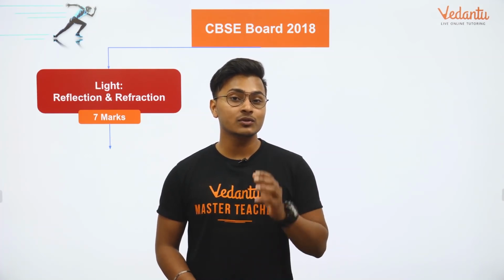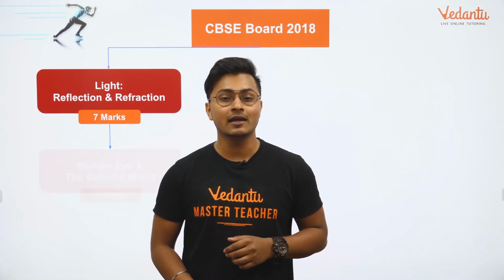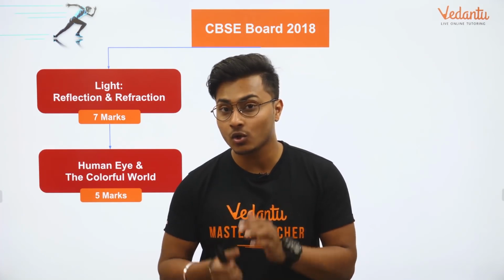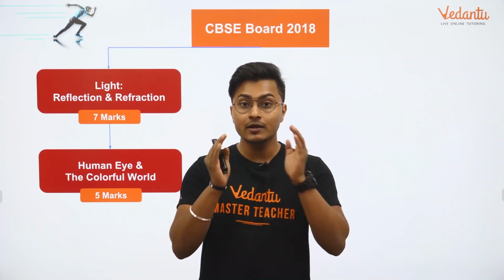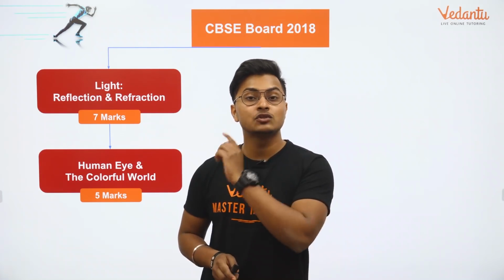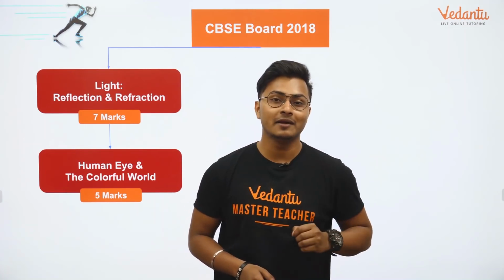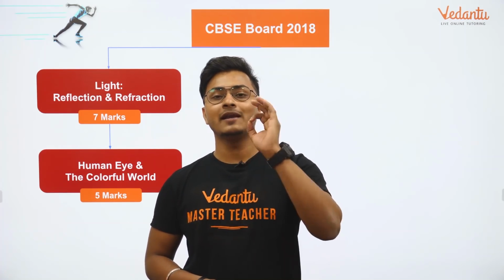After this, today we'll also be covering one of the most important things, that is nothing else but the human eye and the colorful world, which also came for 5 marks. So in total, the unit optics or light takes 12 marks. Our estimation was it should take 12 marks, and we have got 12 marks in the 2018 paper as well. So amazing, guys, be ready for that.